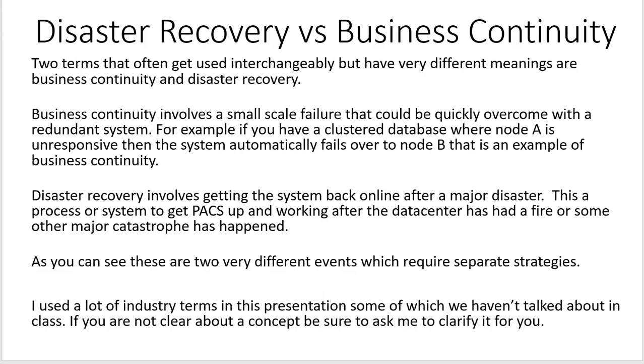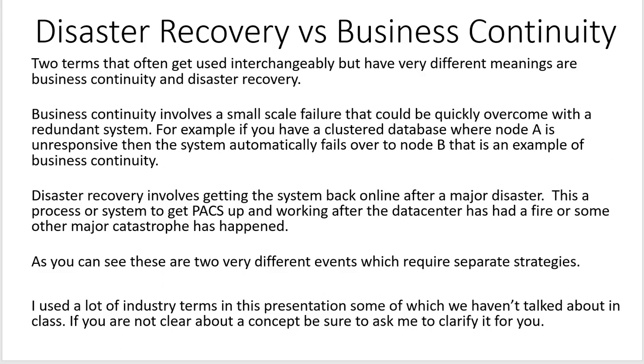Two terms that often get used interchangeably but have very different meanings are business continuity and disaster recovery. Business continuity involves a small-scale failure that could be quickly overcome with a redundant system. For example, if you have a cluster database where node A is unresponsive and the system automatically fails over to node B, that's an example of business continuity. Business continues, it's transparent to the user.